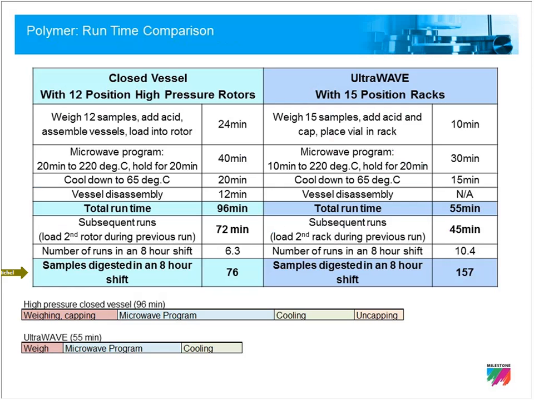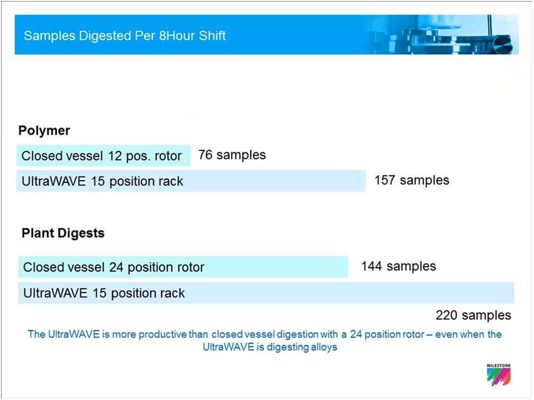Now, mind you, in the traditional closed system, the Ethos, we are not cleaning in between runs. In a real-world environment, this would need to be done. In the UltraWave, it wouldn't because we were just using disposable glass vials. We also did the same test digesting plants, something like a ginkgo biloba. We did it differently because plants are easier to digest, so you can use a higher throughput style rotor. For that, we did the same test over the 8-hour day, using a 24-position rotor in the Ethos, and again in the UltraWave we used the 15-position rack. Even so, at the end of the day, we digested 220 samples compared to 144 in the Ethos.